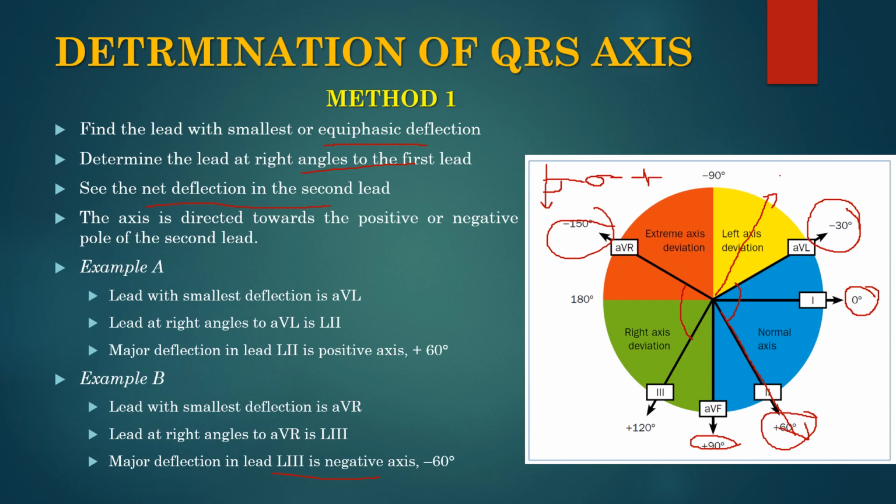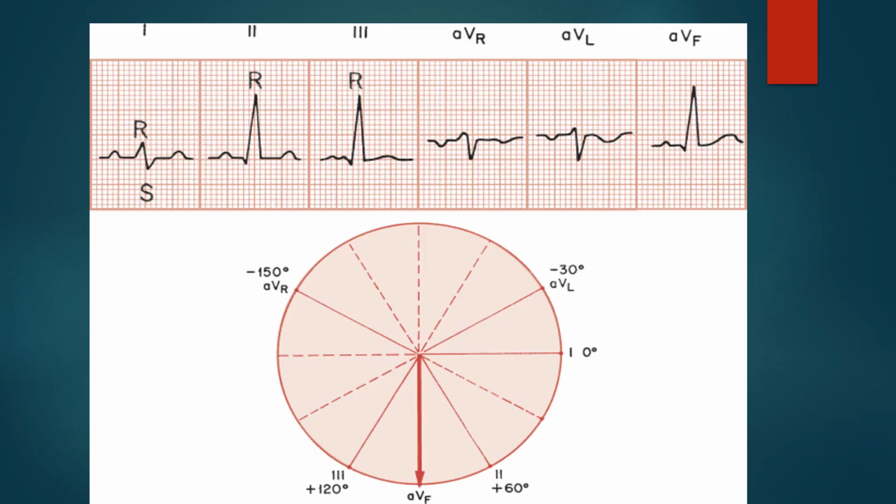Now we will view all these things in ECGs. Likewise, we have 6 leads, and in the 6 leads we can see that the R and S are almost equal in lead 1. Lead 1 is the equiphasic lead, and now we will see which is perpendicular to first, aVF. We will see the deflection in aVF. Deflection in aVF is positive. It indicates the axis is at the positive pole of aVF, that is plus 90 degrees. That is how we calculate the axis.